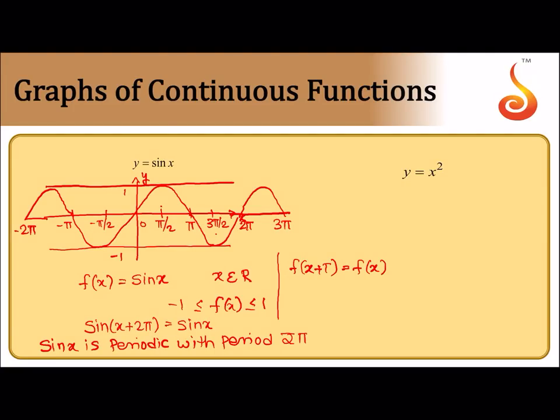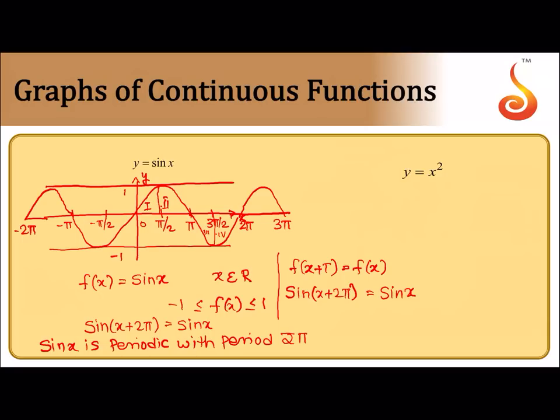What is the definition of periodicity? f of x plus t equal to f of x. So what is t? Sine of x plus 2 pi equal to sine x. So it is periodic with period 2 pi. So after every 2 pi it repeats. You can also say first quadrant, second quadrant, third quadrant and fourth quadrant. I hope you have understood.